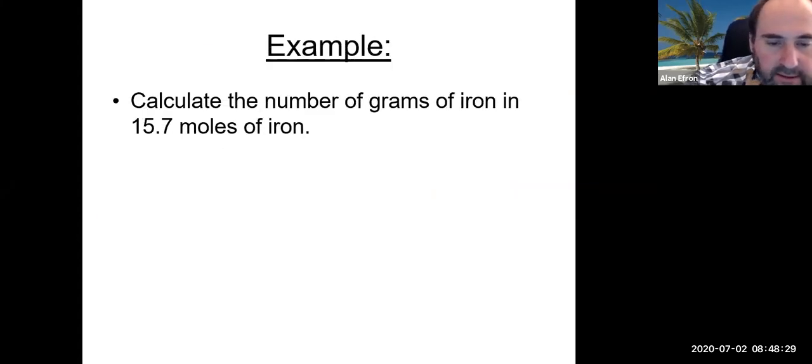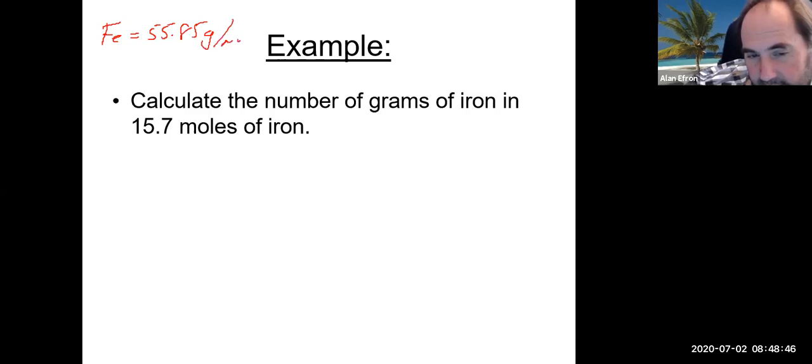All right, so you got this one here. We want to calculate the number of grams of iron in 15.7 moles of iron. And just in case you don't have a periodic table, iron's molar mass is 55.85 grams per mole. All right, so see what you come up with and take a minute or so.